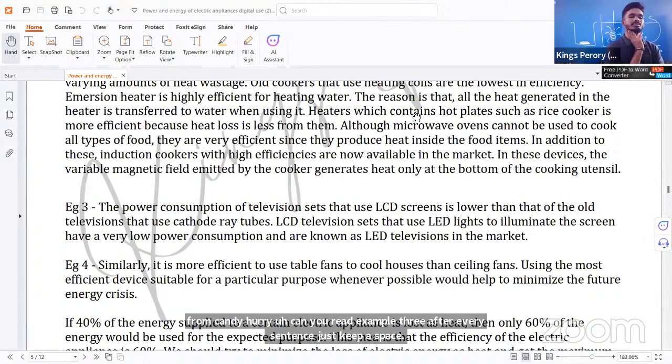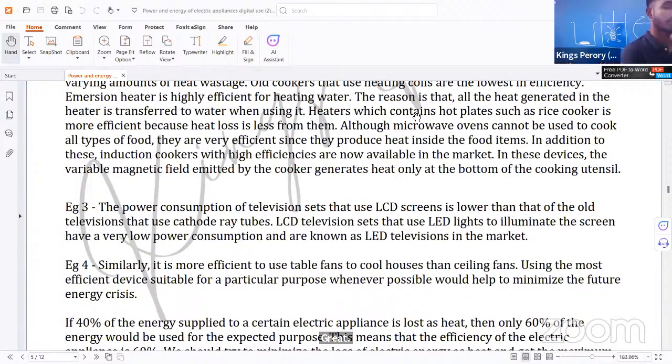The power consumption of television sets that use LCD screens is lower than that of the old televisions that use cathode ray tubes. Televisions: you have three types of screens. LCD is there, LED is there, CRT, cathode ray tube, is there. Which one do you think is more efficient? LED is the most efficient. Second, LCD. Finally, CRT.